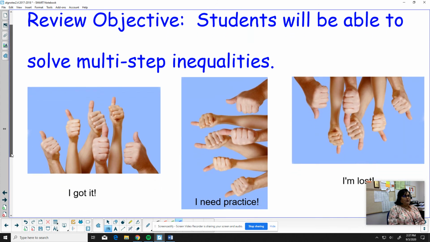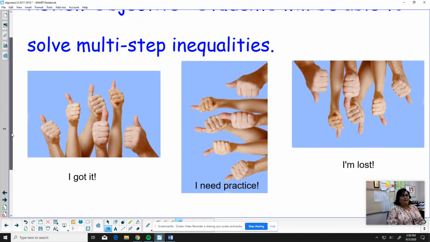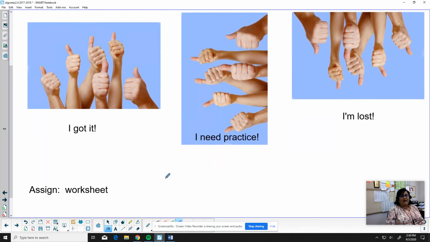All right, so we just went over solving multi-step inequalities. I hope you're in this category and you got it. You might just need some practice, or if you're lost, if you fall in this category, I would say possibly email me, let me know, I can help you.